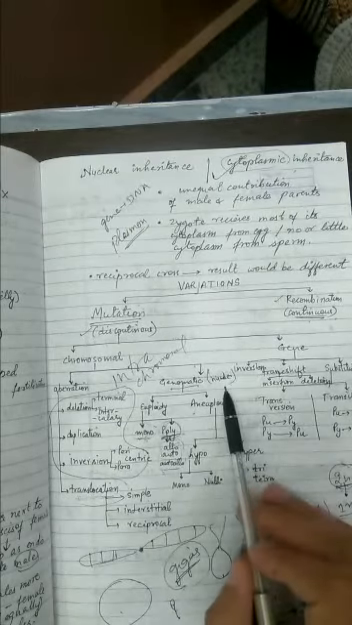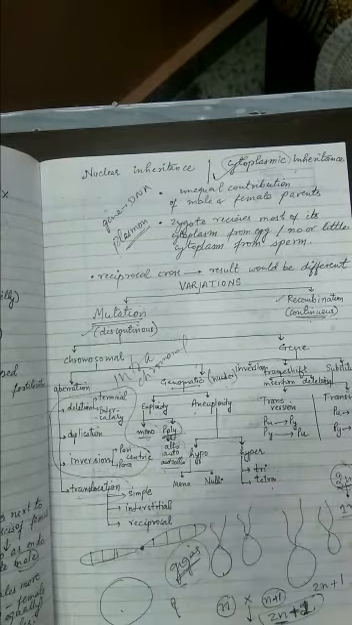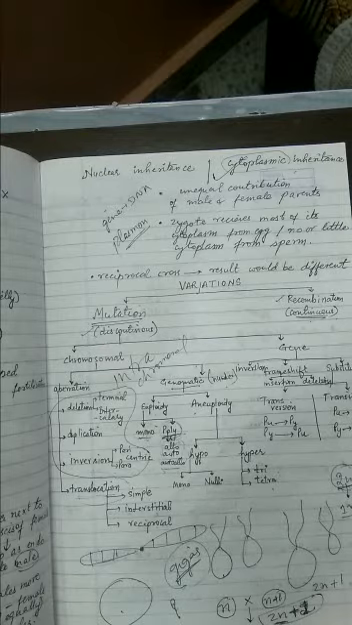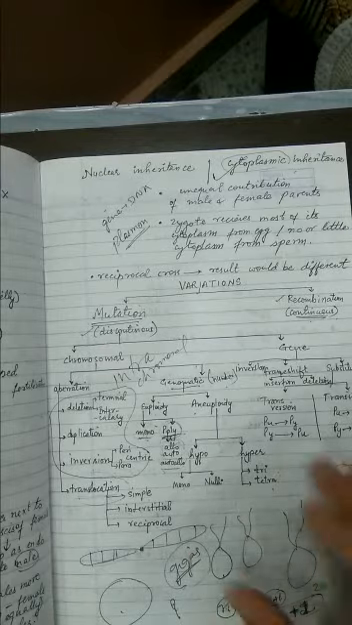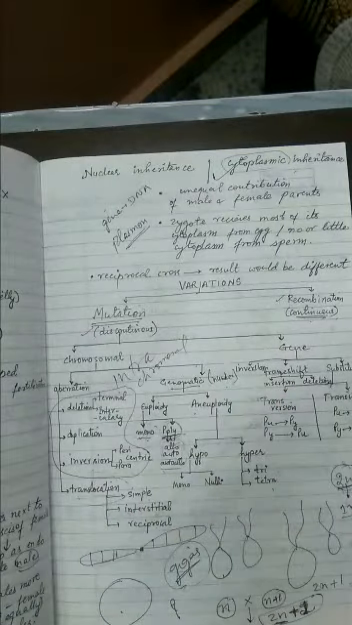The chromosome number is going to be changed. It can be euploidy or aneuploidy. We learned in the last class what exactly euploidy is. So let's repeat, because I'm sure you must be having doubts with this concept. What exactly is the genomic type of mutation?